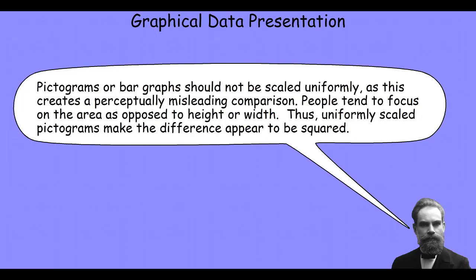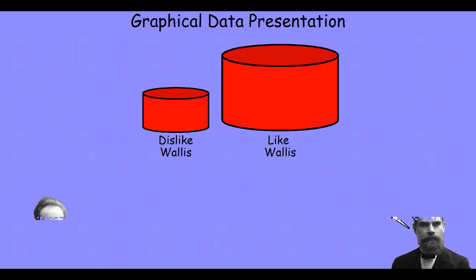Pictograms and bar graphs shouldn't be scaled uniformly as a general rule, because this creates a perceptually misleading comparison between the different pictograms or bar graphs. People tend to focus on area as opposed to height or width in a single dimension, and so uniformly scaled pictograms make a difference appear to be much larger because the volume increases much more when you uniformly scale them. That is, increase both their length and their width.